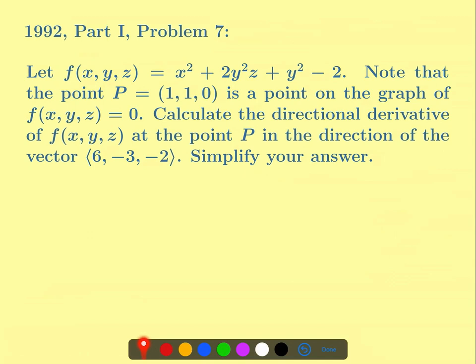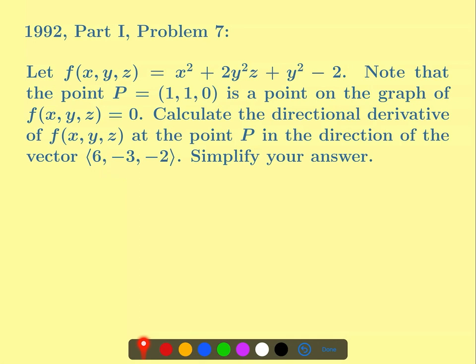Let's look at this next question. Here we have a function of 3 variables. F is a function of x, y, and z. And we're given a point that's on the graph f of x, y, z equals 0. You can look at that. 1 here, z is 0, so this is 0. 1 here, minus 2. So this point P satisfies this equation. And we want to calculate the directional derivative of f of x, y, z at the point P in the direction of this vector 6, minus 3, negative 2.